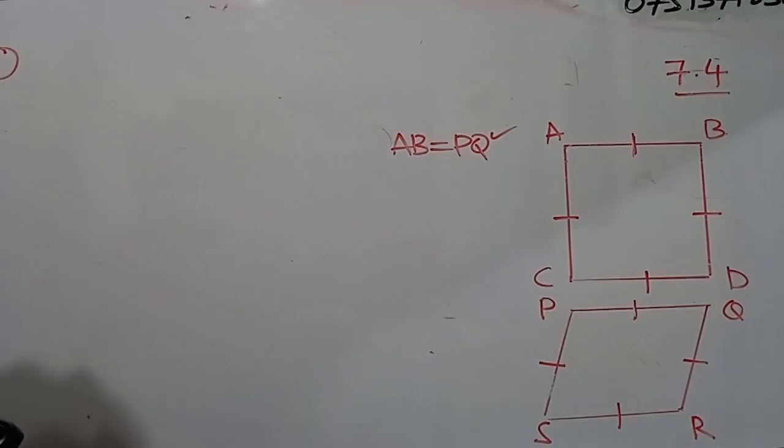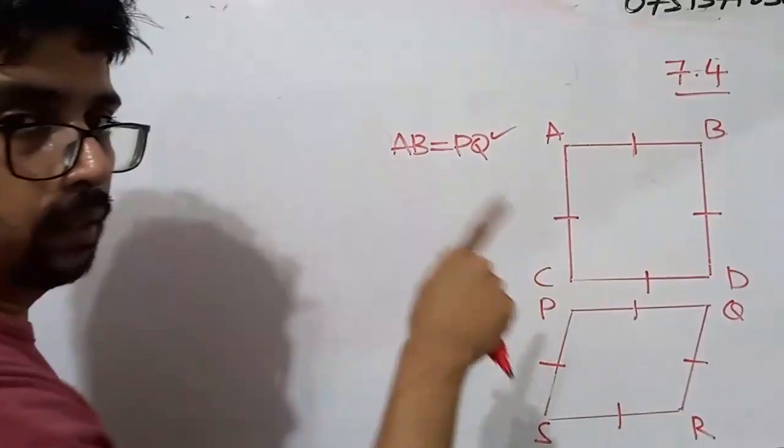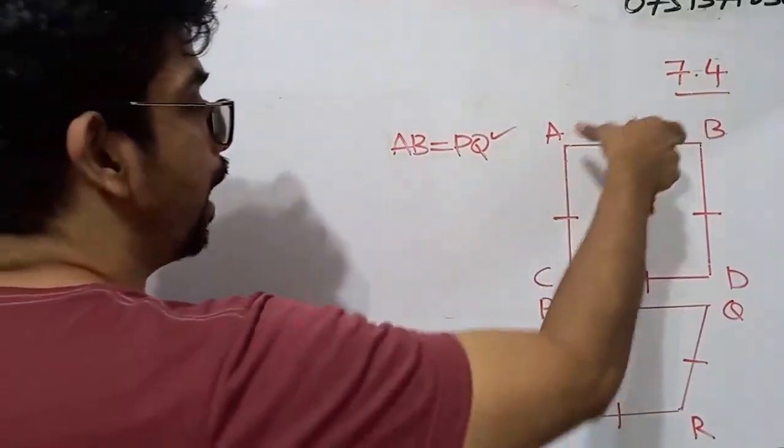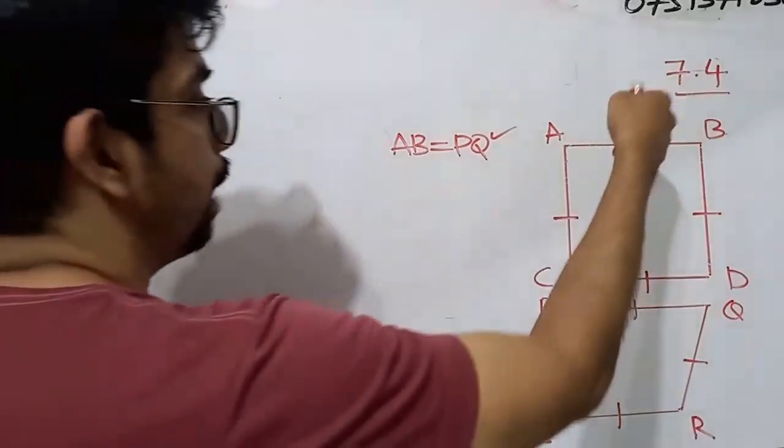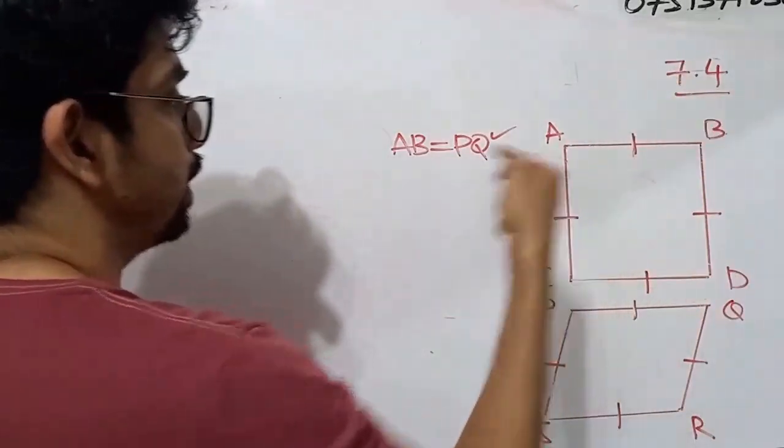the rhombus PQRS. We know when we talk about the perimeter of a square, we have to add all the sides. Right? So AB plus BD plus CD plus AC.